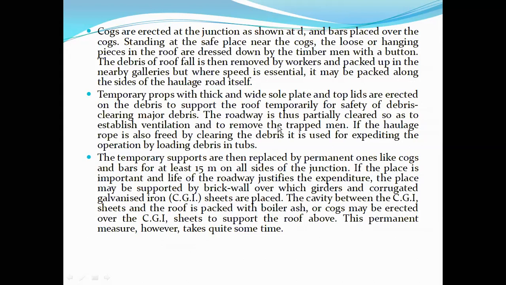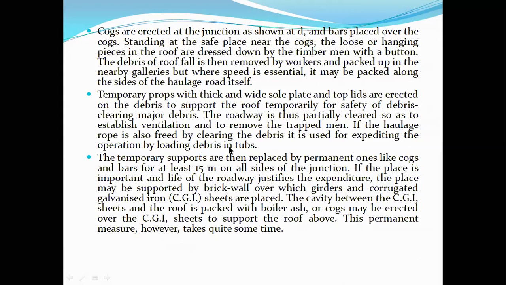Okay. Next, the roadway is thus partially cleaned so as to establish the ventilation. First, we need to establish the ventilation and to remove the trapped men, right? If the haulage rope is freed by clearing the debris, it is used for expediting the operation by loading debris into the tubs. Because if there is a haulage roadway, first gradually we need to clean it and make the passage of the tubs cleared, so that we can load the debris that we kept on the side into the tubs, and so that we can clear the debris immediately.